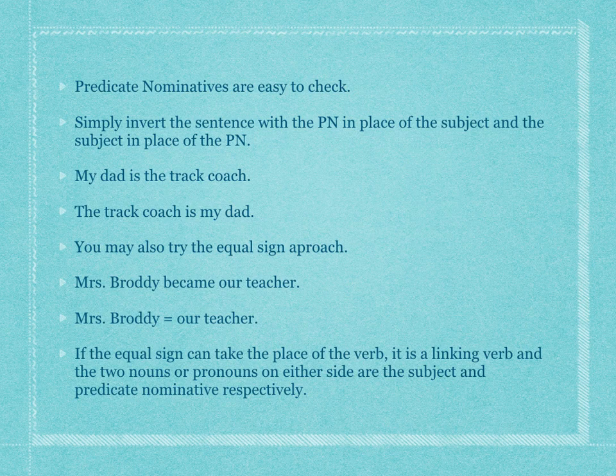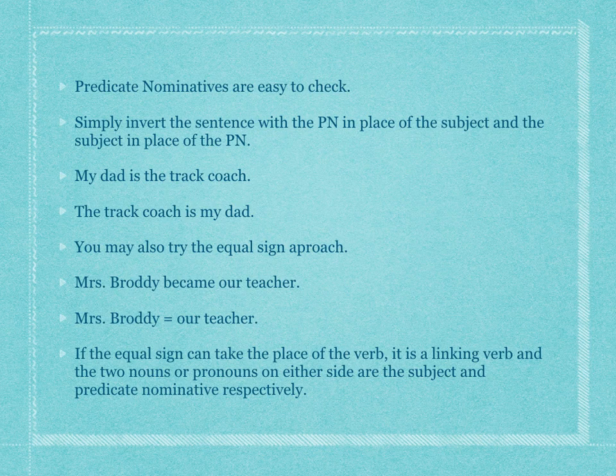Predicate nominatives are easy to check. You simply invert the sentence with the predicate nominative in place of the subject and the subject in place of the predicate nominative. My dad is the track coach. The track coach is my dad. You see how easy that is to flip them around? If you can do that, then you know that the second part, or the part after the linking verb, is the predicate nominative. You can also try the equal sign approach.